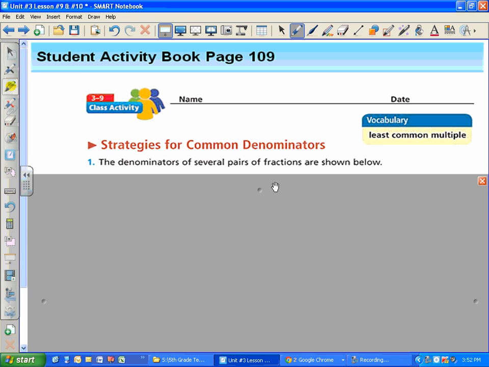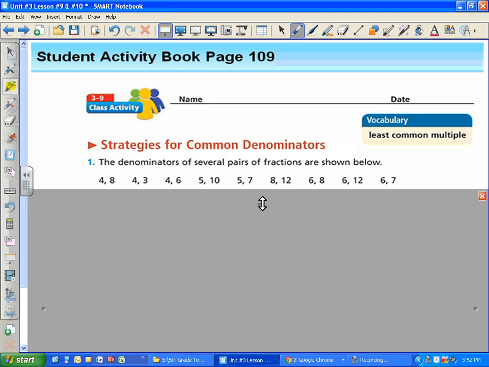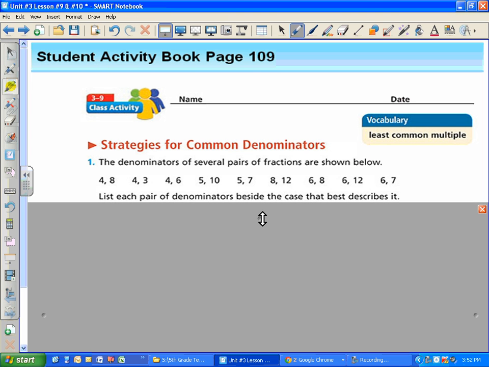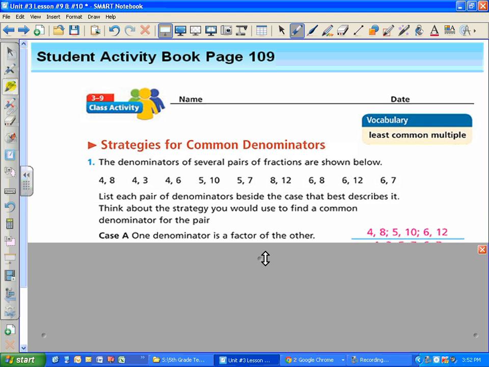And it goes on to say the denominators of several pairs of fractions are shown below: 4, 8, 4, 3, 4, 6, 5, 10, and so on. And then it goes, list each pair of denominators beside the case that best describes it. And we're just going to do this together. So number one, case A. It says list each pair of denominators beside the case that best describes it. Think about the strategy you would use to find a common denominator for the pair.